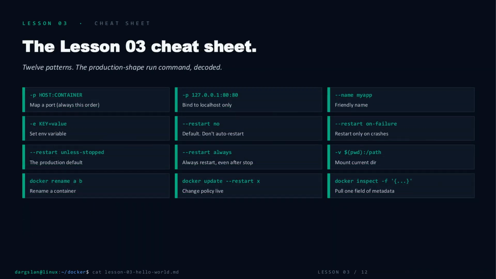Here's the whole lesson on one page. 12 patterns that, between them, cover 90% of what you'll actually type. The left column is the daily essentials. Port mapping in host:container order, environment variables, and the production default restart policy. The middle column walks the restart spectrum from no to on failure to always, and the right column rounds it out with naming, localhost binding, volume mounts, and the inspect trick for pulling a single field. Screenshot this one. It's your reference card going forward.